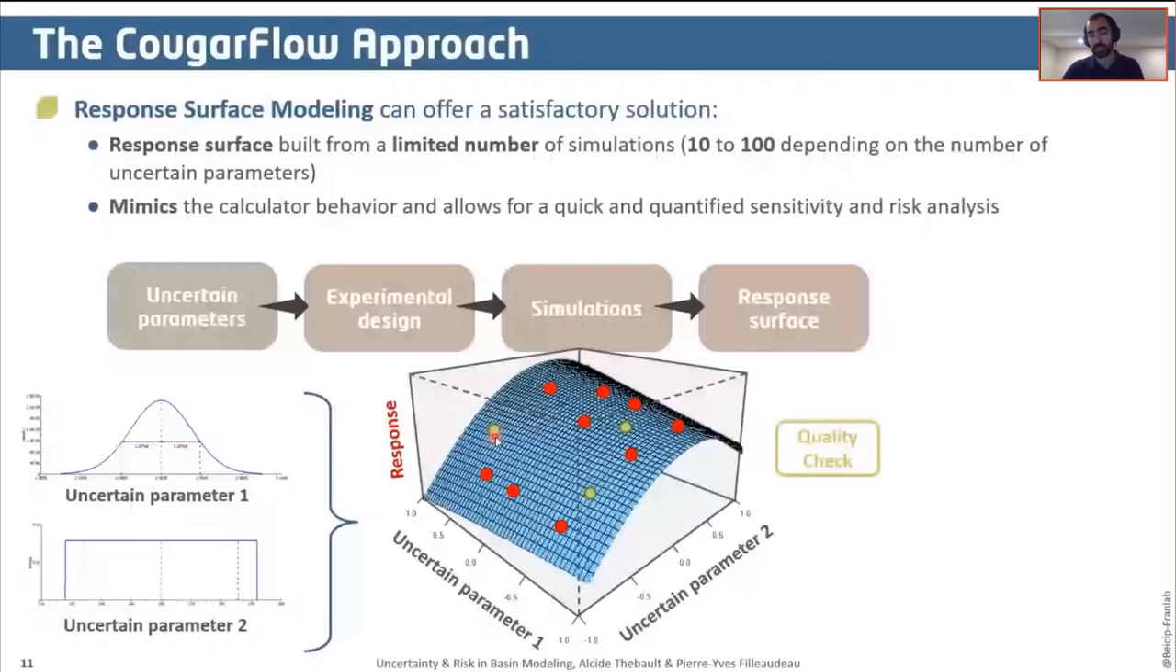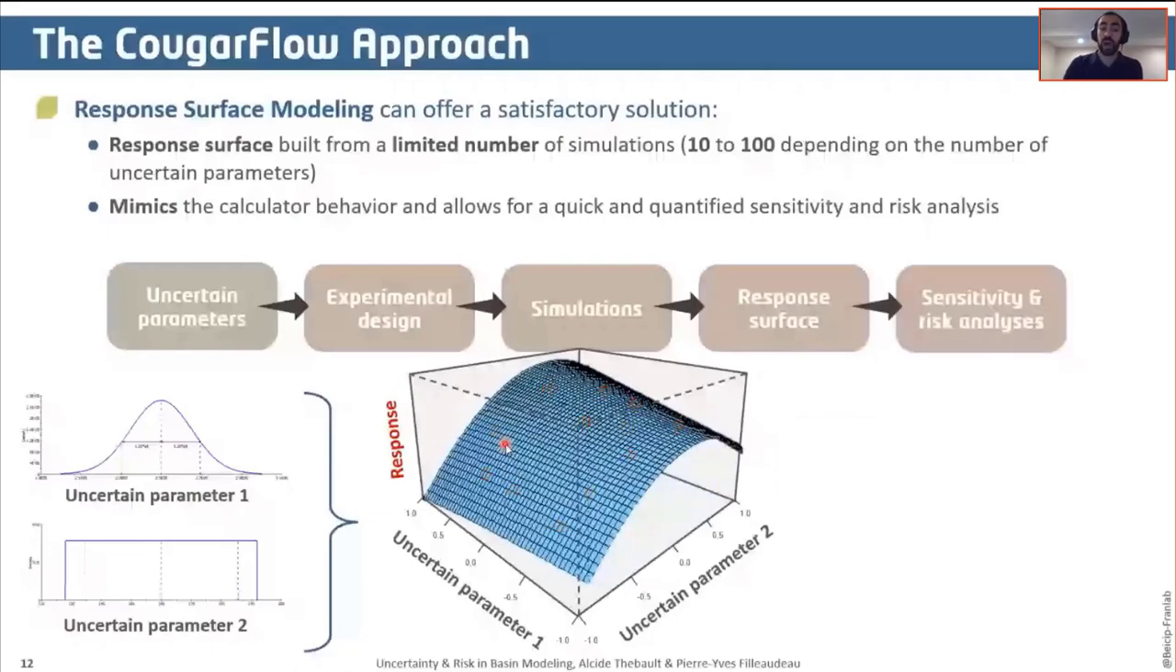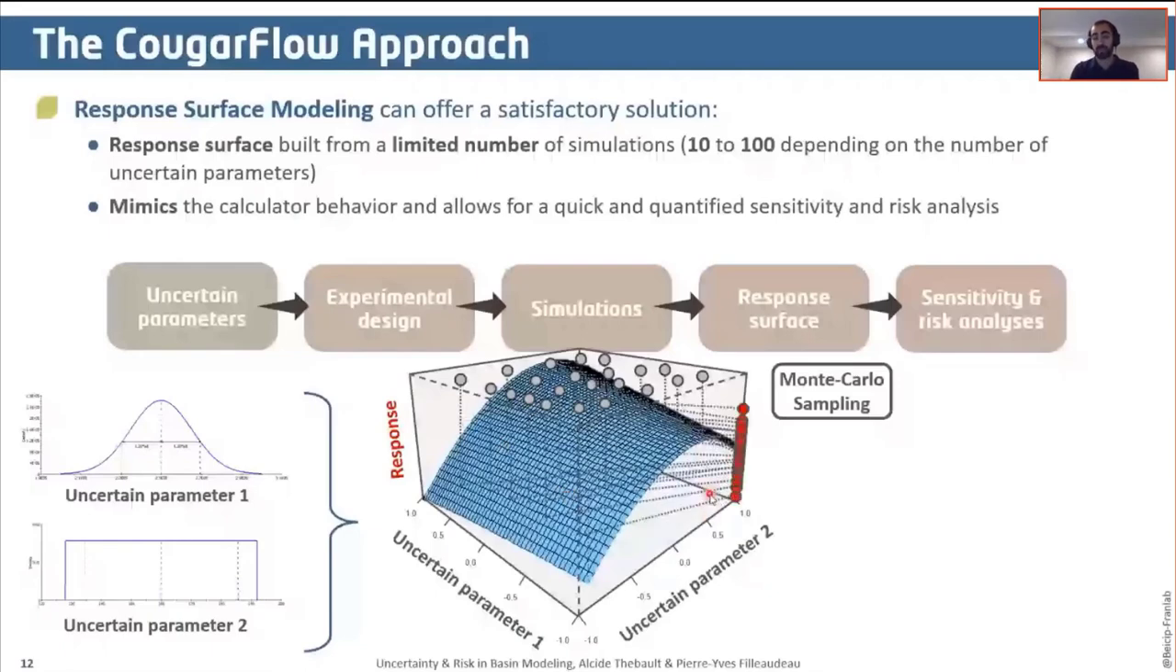If it is the case, which means that we have a good predictivity, we can actually perform our sensitivity and risk analysis. So how do we do that? Now that we have a response surface, we perform our Monte Carlo sampling approach with 10,000, 100,000 points that are projected onto the response surface and that give us 10,000, 100,000 values. So that is actually done almost instantaneously, just in a few seconds, because it's just extracting the value from the response surface.